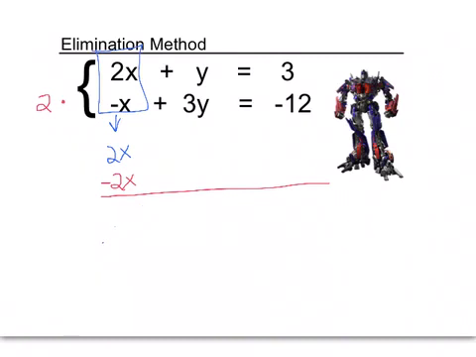So I'm going to do a transformation with the red one. I'm going to multiply the second by 2. Now, whenever you multiply by 2, you have to multiply everything. So the 3 becomes a 6, and the negative 12 becomes a negative 24. Now, the first one is going to remain untouched.